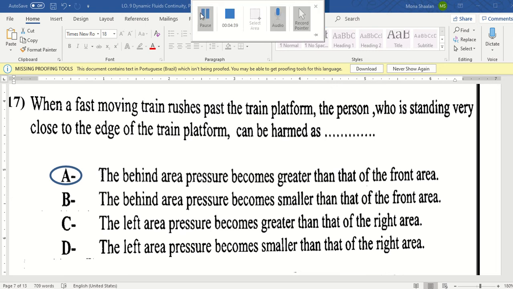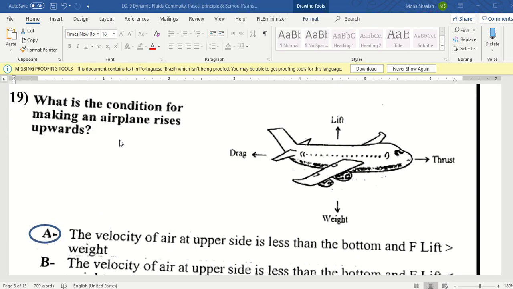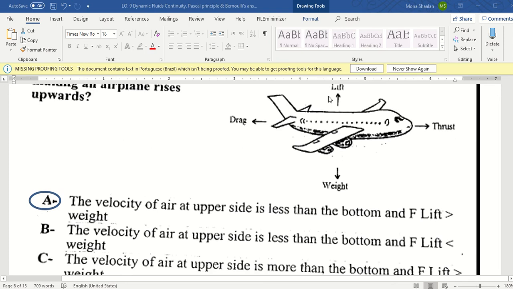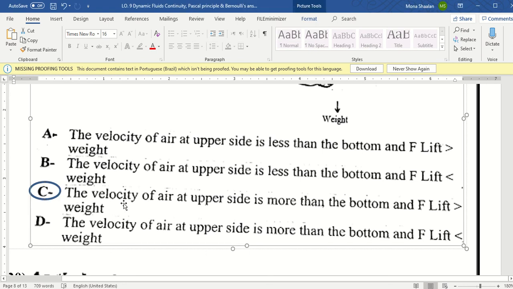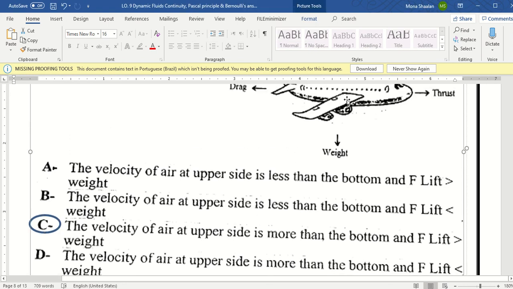What is the condition for making an airplane rise upward? To be lifted upward due to variation of velocities, the velocity of the air on the upper side must be... sorry, there will be a mistake here. The velocity of the air on the outside upper side must be more than that at the bottom to create a region of pressure difference.